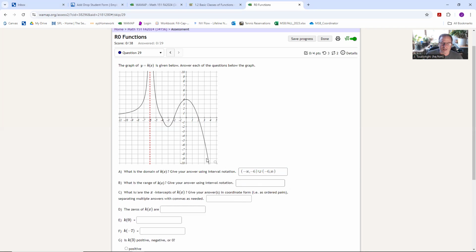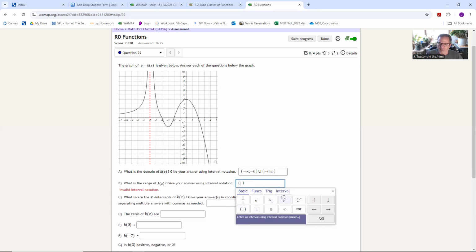What is the range? It looks like it goes all the way down to negative infinity, and then it goes all the way up to positive infinity. So that's everything from negative infinity, comma, positive infinity. And I don't know why that's not just going inside there, but that's a drag. Okay.